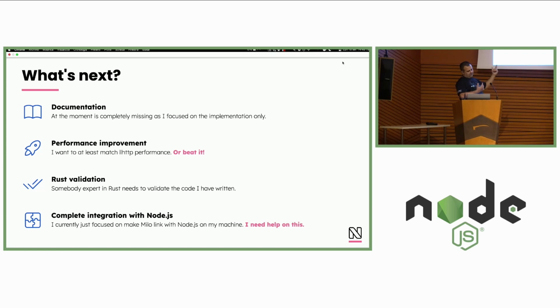Which brings us to the very last thing. What's next for Milo? First of all, shame on me, there is zero documentation because I just focused on getting this thing ready by today, so I completely forgot the documentation step, which is the next thing I'm going to do, promise. I'm on camera, so I have to stand by this promise. Second, I want to at least match LLHTTP performance so we can replace LLHTTP in Node, or eventually beat it.